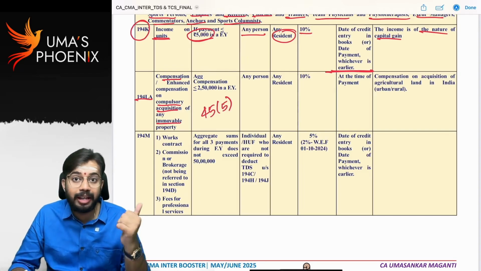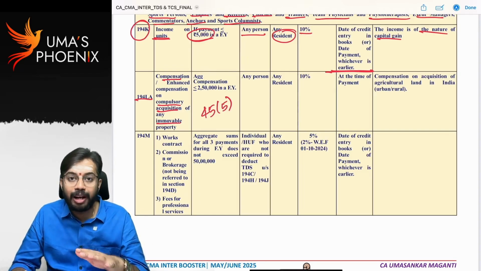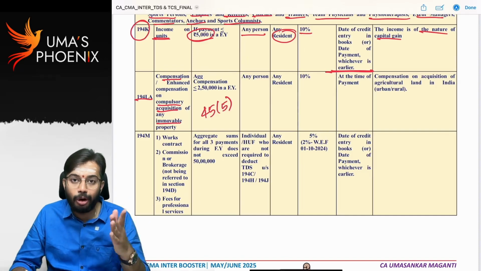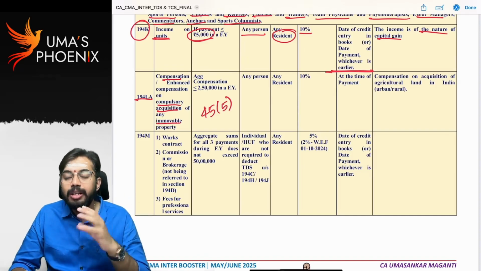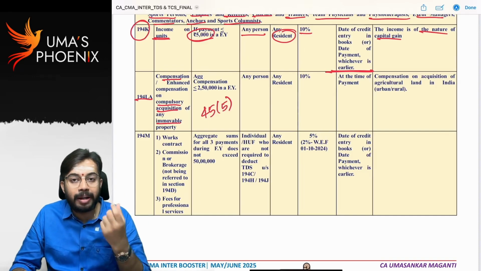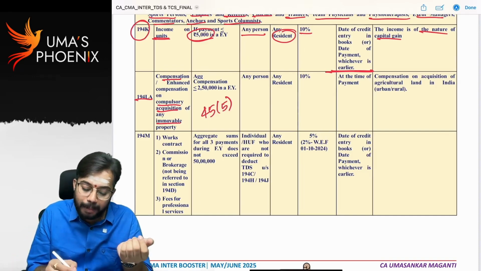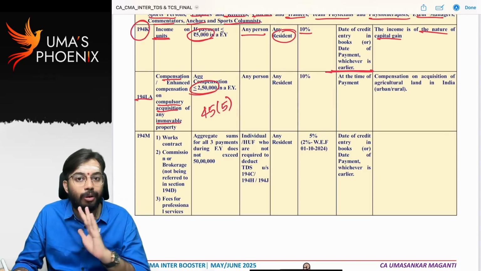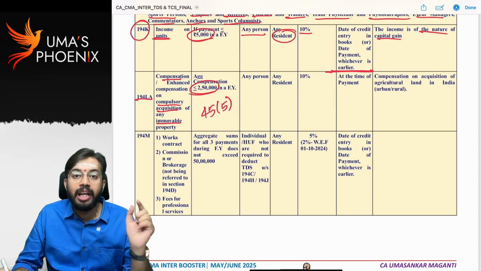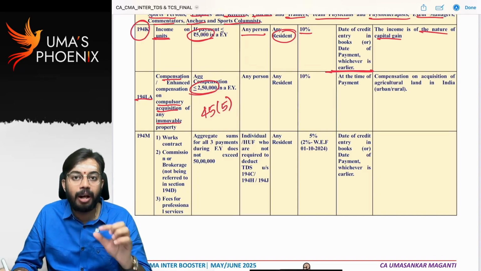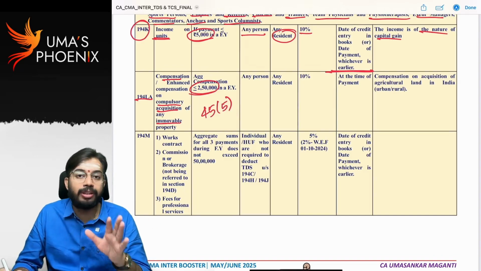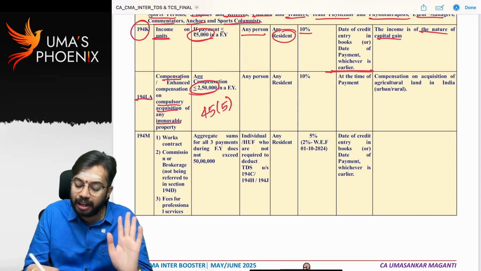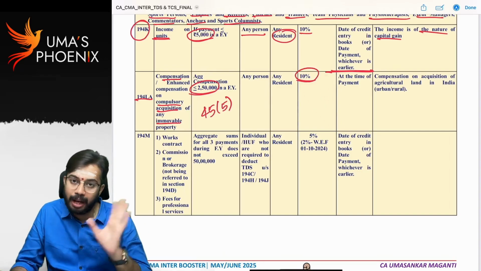Do you remember in capital gains we have discussed? If you forget, booster lecture is available. Go and watch capital gains. Okay. So whenever government does compulsory acquisition, government will pay compensation, right? If the amount of compensation is less than or equal to 2,50,000 in a financial year, then no TDS is required to be deducted. If the amount of compensation paid by government is more than 2,50,000 in a financial year, then government is required to deduct TDS at the rate of 10%.